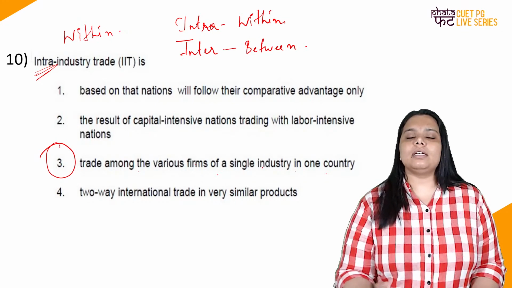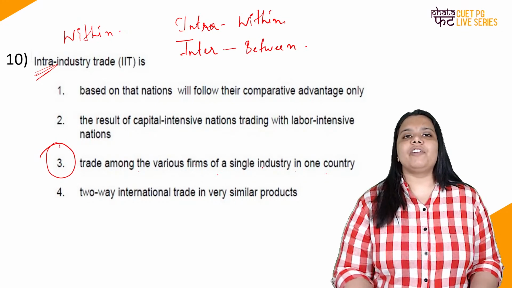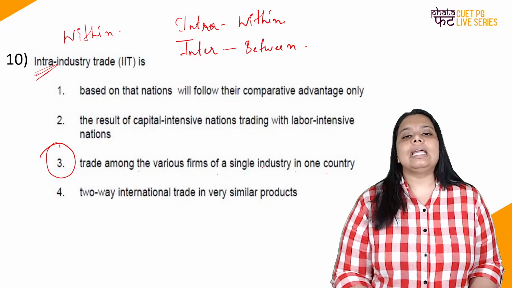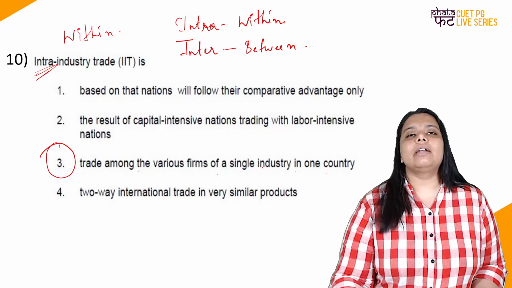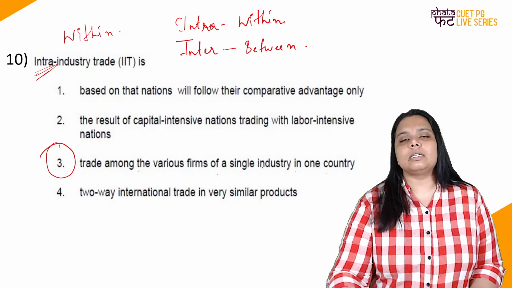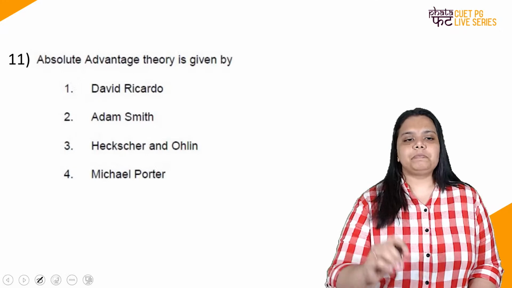Whereas for inter-industry, the trade among different industries in a country is known as inter-industry trade. So the answer is option 3, trade among the various firms of a single industry in a country.